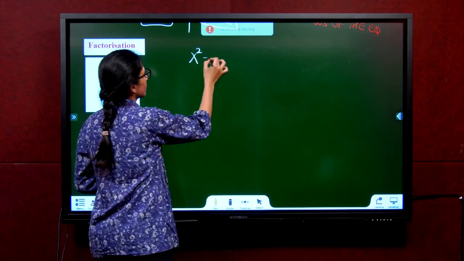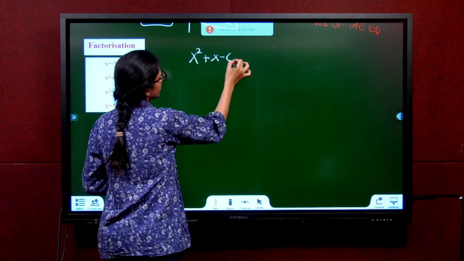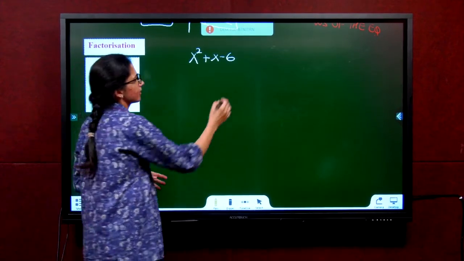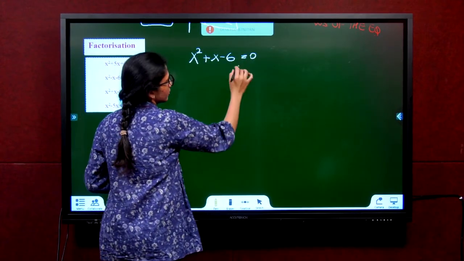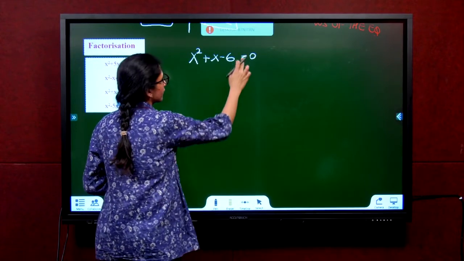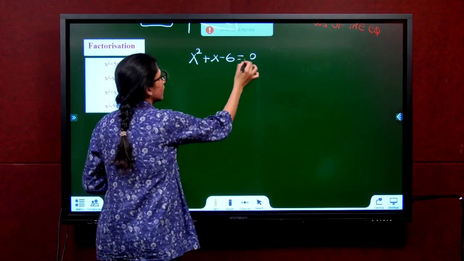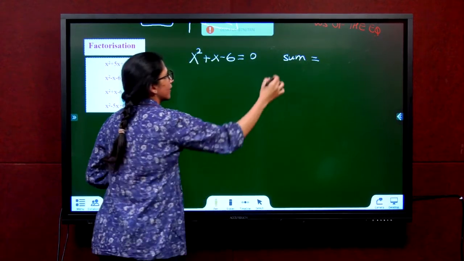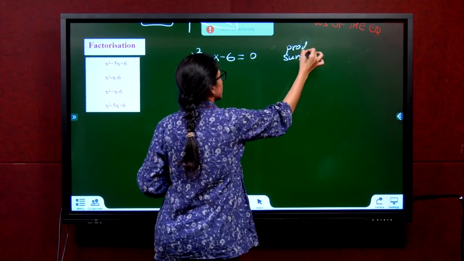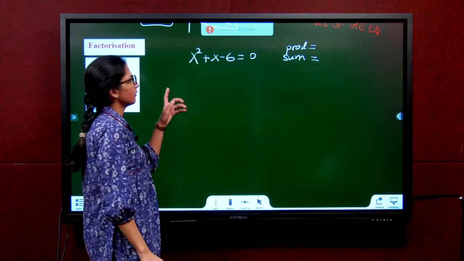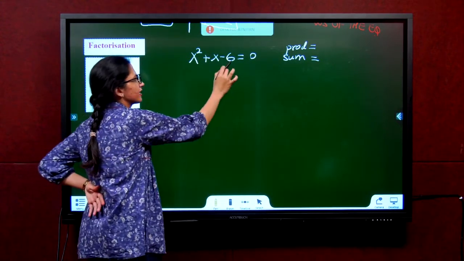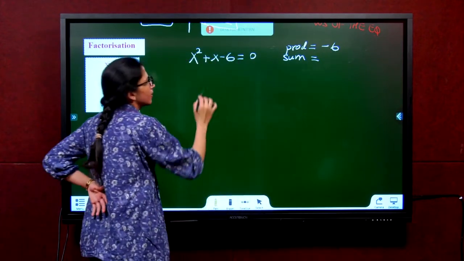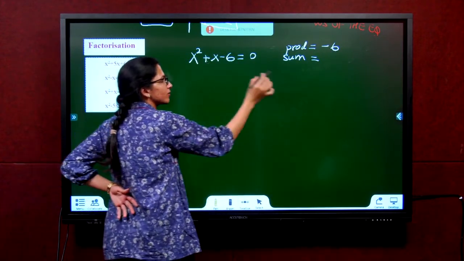x square plus x minus 6, let's say, is equal to 0. How do we factorize this? What is my sum? And what is my product? For product, first term and last term multiplication: 1 into minus 6, minus 6. Sum is the middle term's number, it's 1.